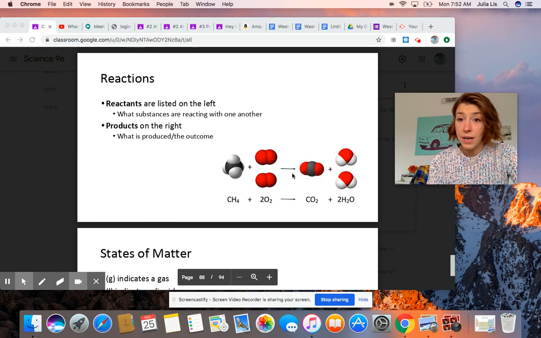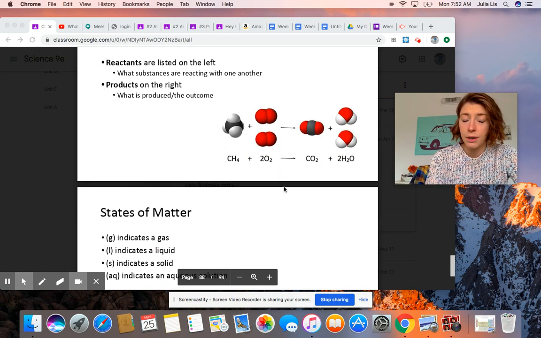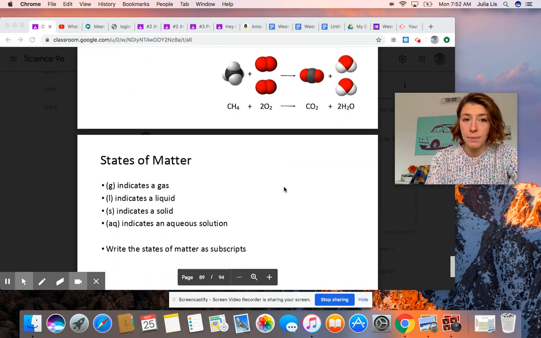And especially in grade 10, you'll say, or your teacher will say, you have your reactants and your products. So they're very important terms to know. Reactants are the things on the left-hand side that are going through the chemical reaction, and your products are what's produced. And typically they're compounds, okay? And they're going to be on the right-hand side of your formula or your equation.